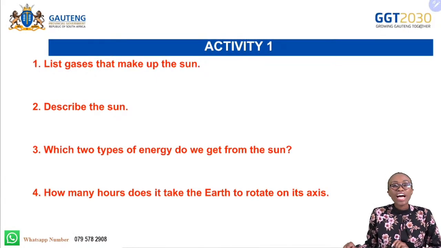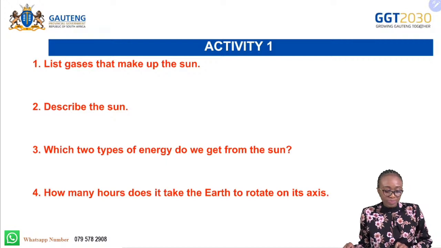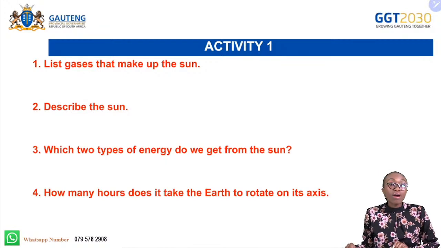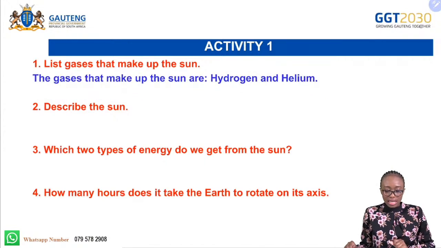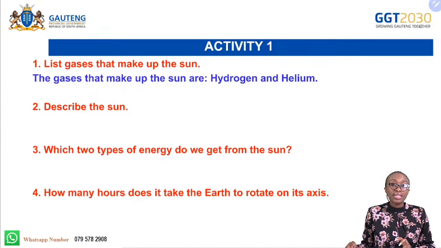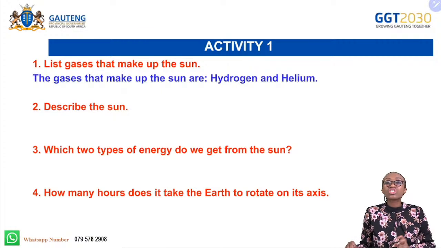Welcome back, learners. Now let's answer the questions together. List gases that make up the sun. The gases that make up the sun are hydrogen and helium. So we've got nuclear reactions between hydrogen atoms to produce what? Helium.